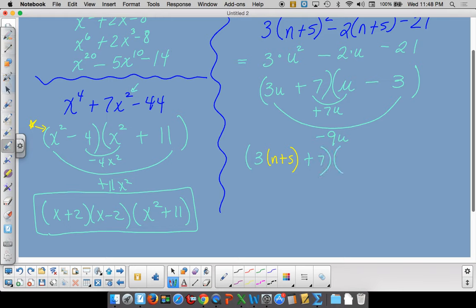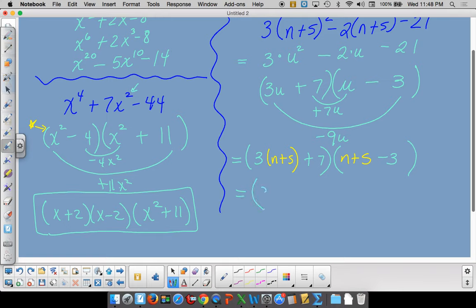And the same thing here, I have to replace that u with n plus 5, and then I have a minus 3. So I've actually factored with quantities. You think that's a simplified answer? I sure hope you're saying no. So now we need to clean it up.